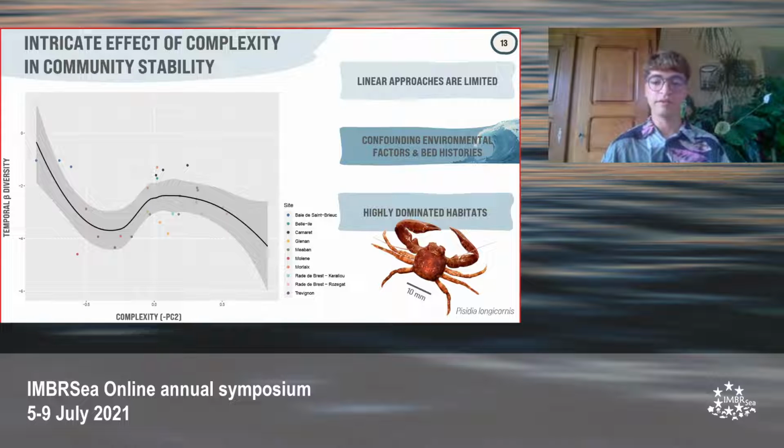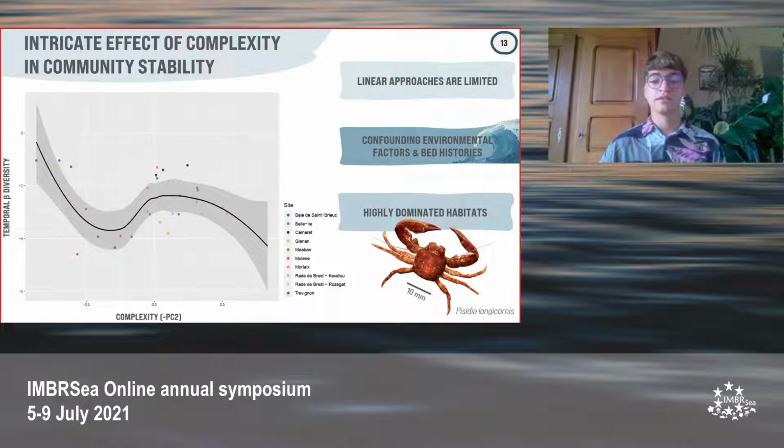However, in the sites with intermediate complexity, temporal diversity increased again. So we argued that there could be several confounding factors, such as environmental conditions that we didn't measure, like exposure, for example, and the histories of the beds. Additionally, the fauna on its own can influence stability. For example, the Trevignan site has very low maerl density, and therefore we expected it to be less stable, but it's highly dominated by the porcelain crab Cydia longicornis, in a way that its temporal diversity is quite low, as you can see here in the purple points.